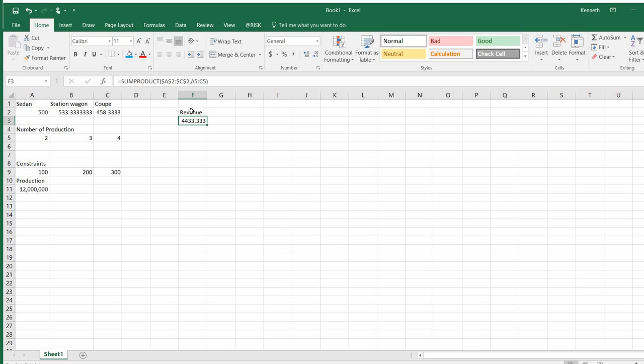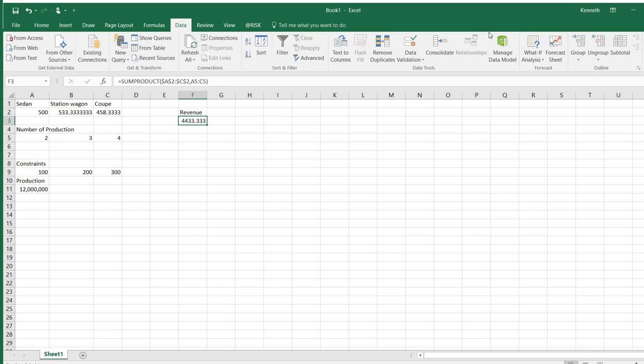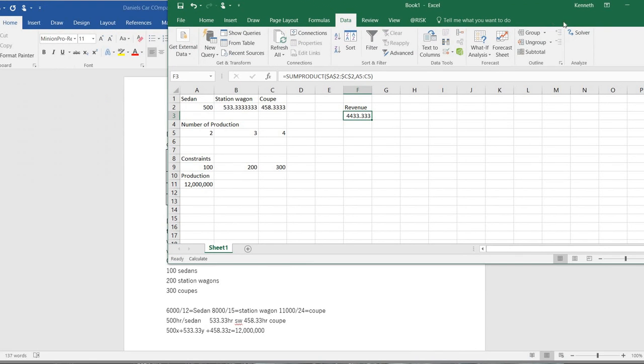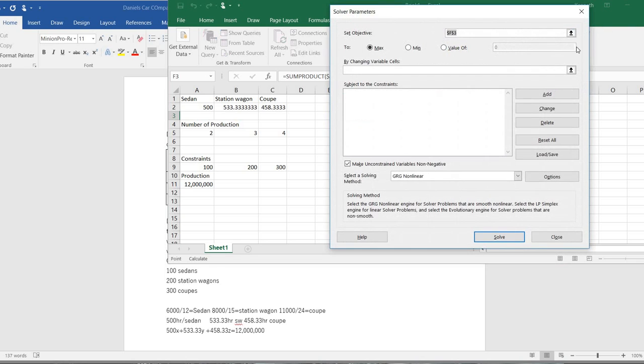Okay, now we get to open up everyone's favorite tool. You guys are loving Solver right now? We dream about it.